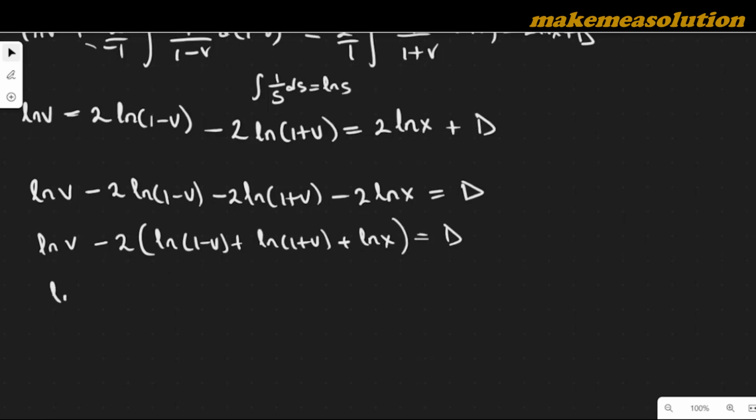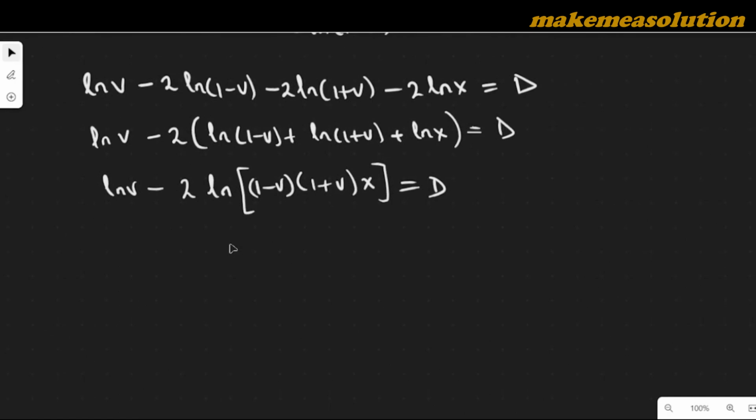So follow me again. This is ln v minus 2. I'll apply the law of logarithm here. So it will now be ln of (1 minus v)(1 plus v), then x. Is that okay? Like this, equal to d. Then it will be ln v minus ln of (1 minus v squared), that's difference of two squares, and you now have x, then you now have what? Squared. These two have risen up to this point, equal to d.